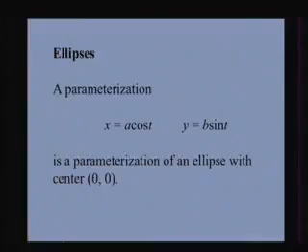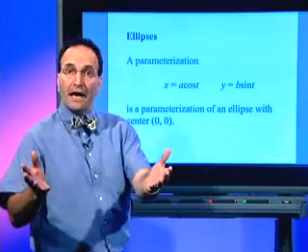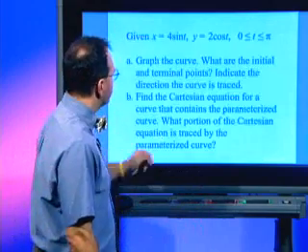So notice there's a difference with the circle in that we have a b introduced on the y. And this is a parametrization of the ellipse, which has a center of (0, 0). So let's try an example of this.